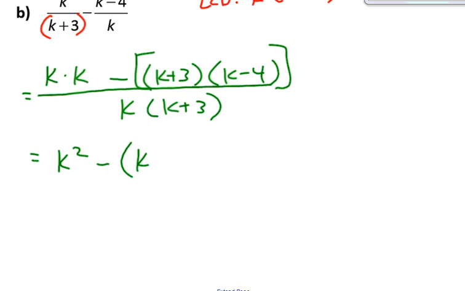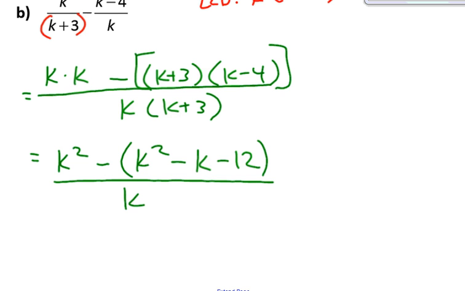So when you double distribute, you have the k squared, then the 3 and the negative 4 add or subtract to get negative 1, so that would be the b, negative 1k. And then the 3 and the negative 4 multiply to get negative 12. All right, and then that's still over k times k plus 3.